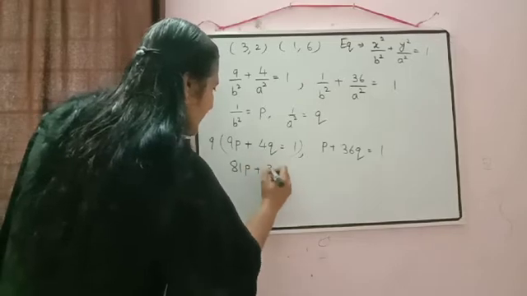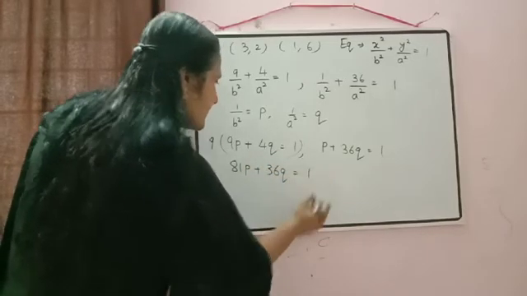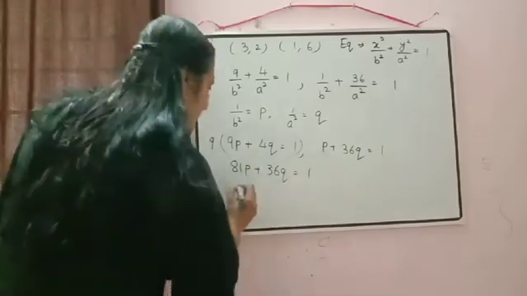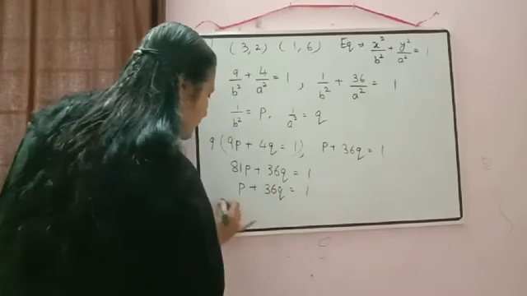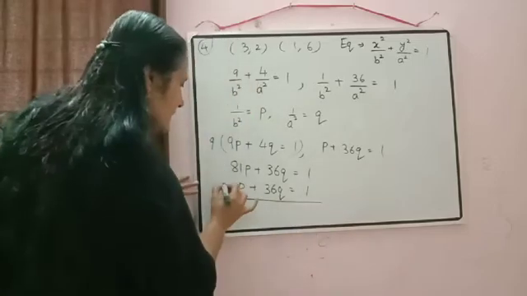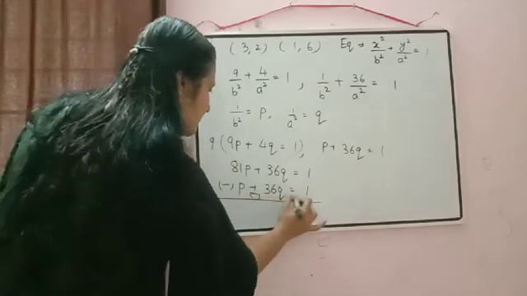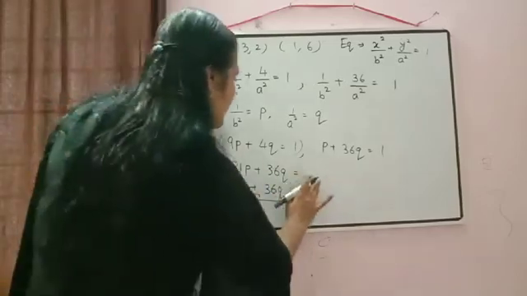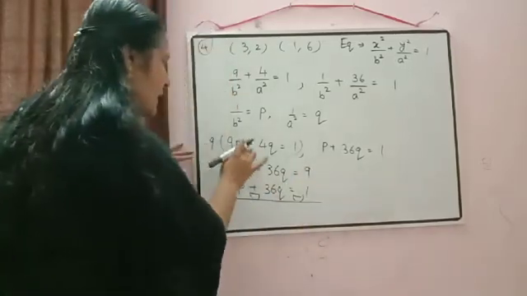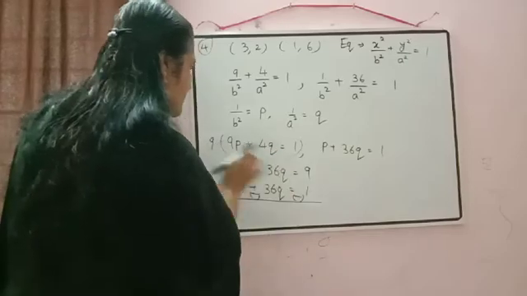81p plus 9 4s are 36q is equal to 1. Now here the same equation, p plus 36q is equal to 1. Now what will we do? Do the subtraction there. When you are subtracting, the sign will change. So now here 9 is not written there, 9 will come here: 81p plus 9 4s are 36q.